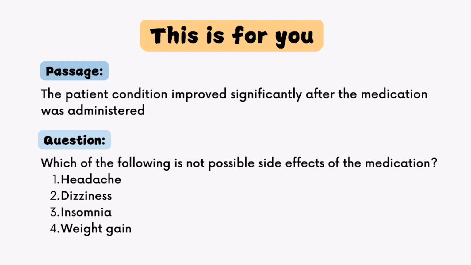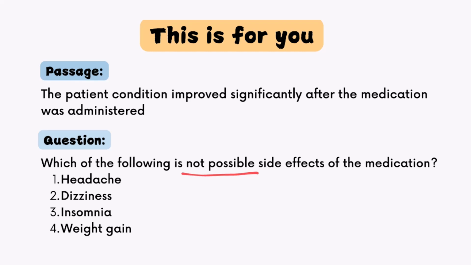This is your passage: the patient condition improved significantly after the medication was administered. Their question was, which of the following is not a possible side effect of the medication? So you have to understand the key point. Which of the following is not possible? Not possible in the sense that either they have not mentioned it here, or else it's completely beyond the information, right? That you need to understand, right?